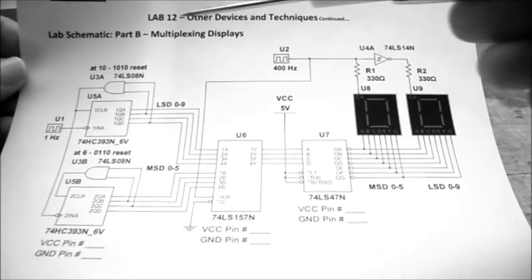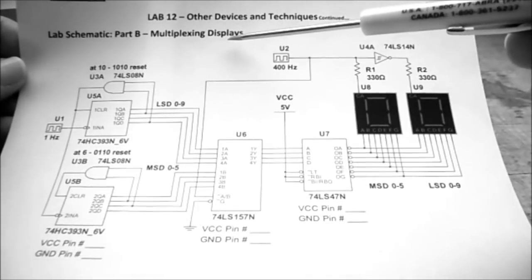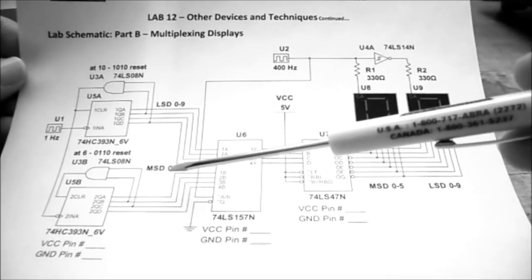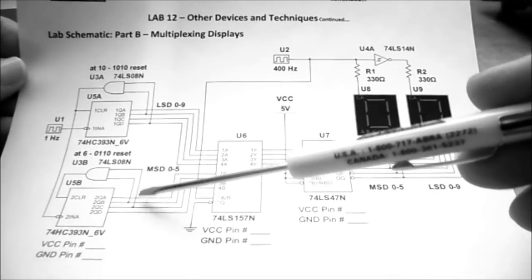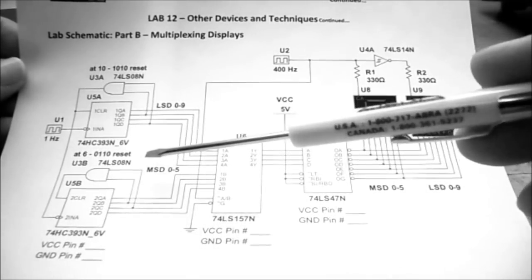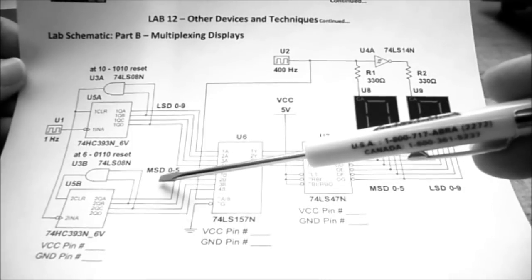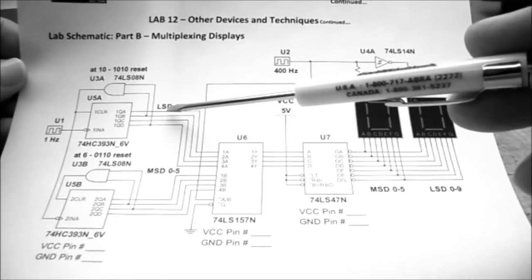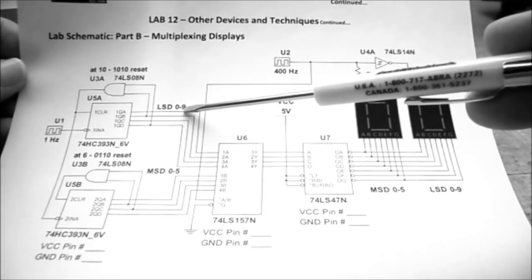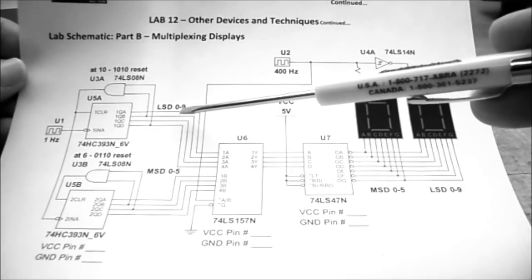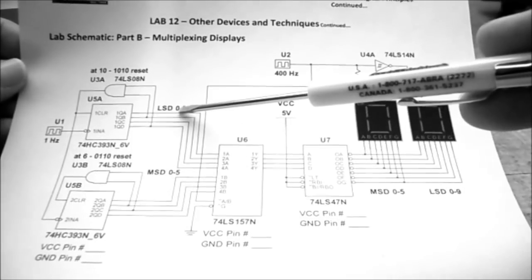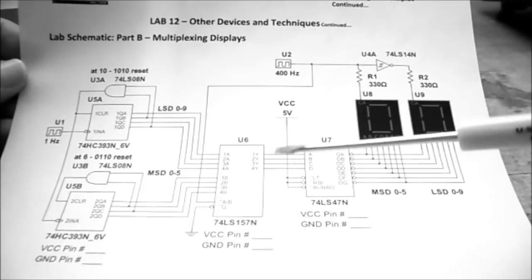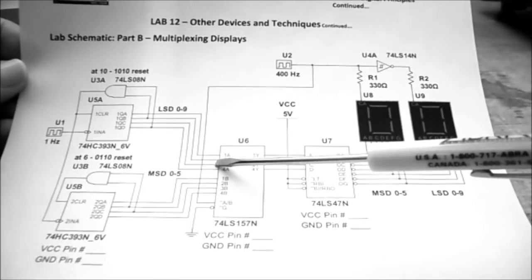So under Lab Schematic Part B, we're going to be doing the multiplexing displays. So hopefully you recognize the two 393 counters from our previous counter lab. The first one's going to count 0 to 5, and the second one counts 0 to 9. So what we've got here is a 60-second counter.